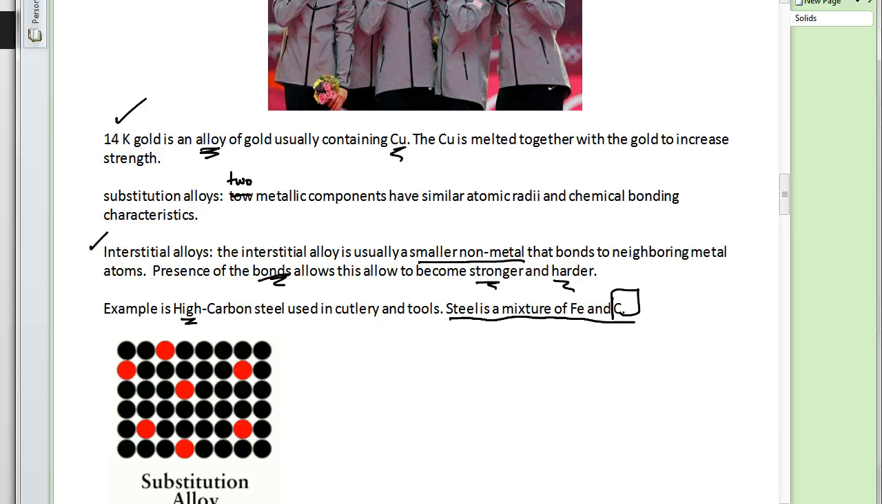High carbon steel has a certain percentage of carbon in the steel, and oftentimes they'll use this for cutlery or something like knives. They'll also use it for tools. They want something that, in the case of a knife, is really going to hold that edge. It doesn't dull easily. So they'll change the carbon mixture in that.